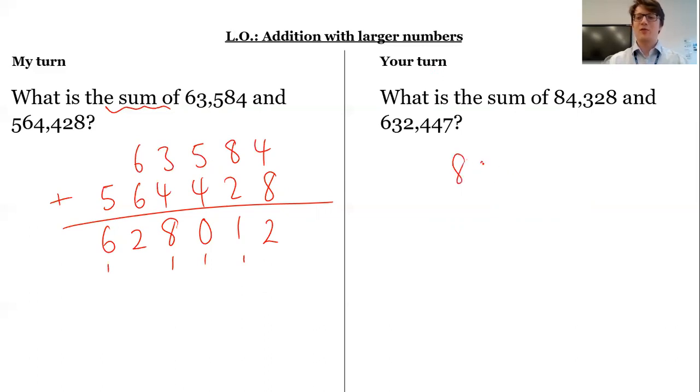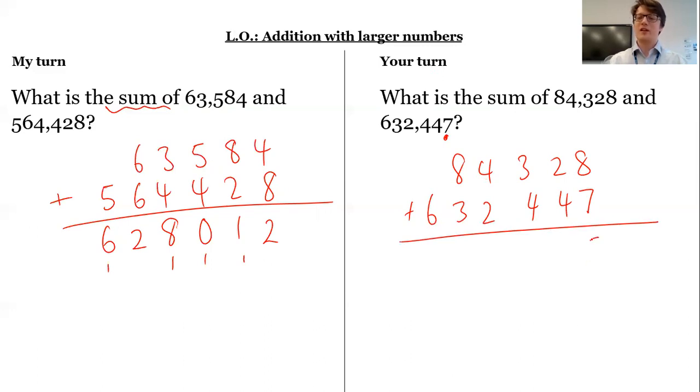So here we go, 84,328. Remember, it doesn't matter which way round you put the numbers. I'm going to check that I've lined up my ones column first. 4, 4, 2, 3. So yes, I should have one extra column at the end here. 7 and 8 is 15. 2 and 4 is 6. Add the 1 is 7. 3 add 4 is 7. 4 add 2 is 6, 8 add 3 is 11, and 6 add 1 is 7.